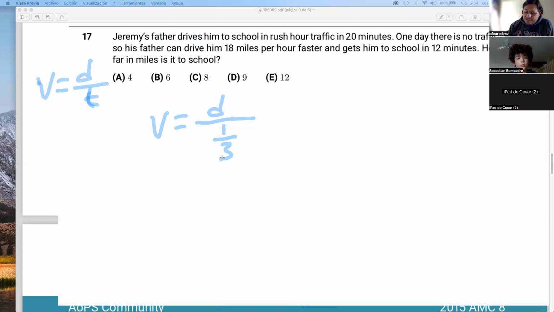Okay. One day there is no traffic, so his father can drive him 18 miles per hour faster and gets him in 20 minutes. How can we write this as a formula?